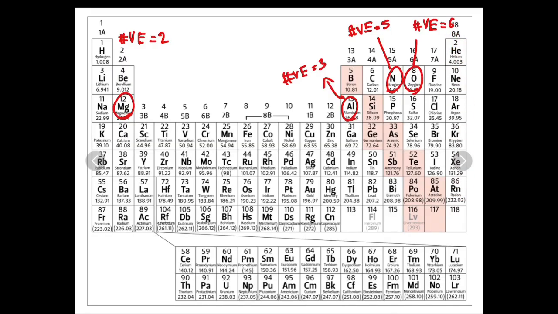So that's why later on we are going to see the octet rule, because these octet, or these 8 electrons in the outer shell, would be the most stable electron configuration. So that means pretty much everything wants to achieve that, which is going to be the most stable electron configuration. Okay, so according to this, we see that magnesium has 2 valence electrons, aluminum has 3, nitrogen has 5, and oxygen has 6.